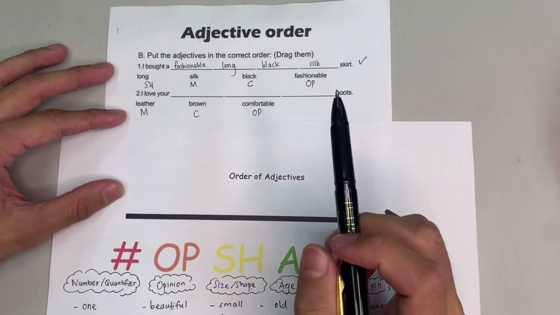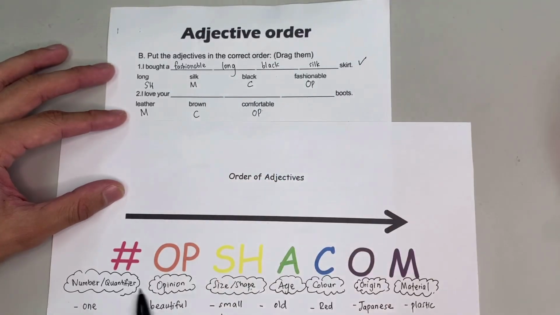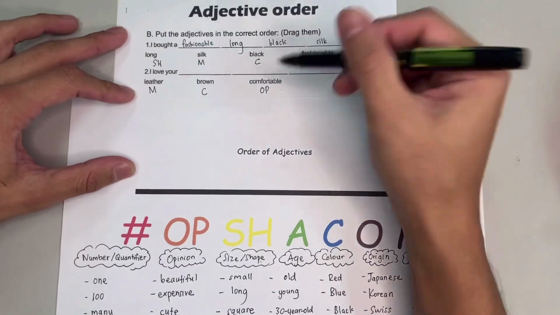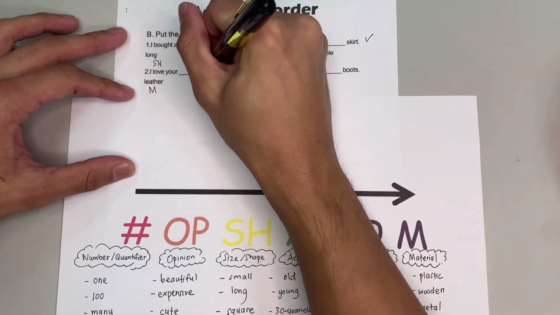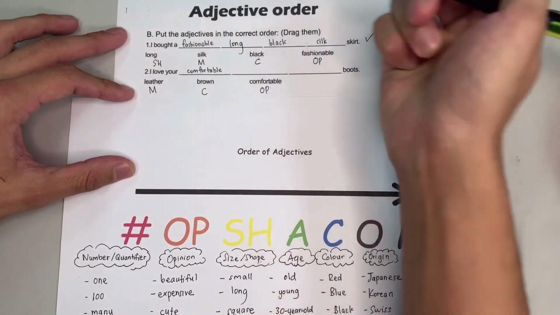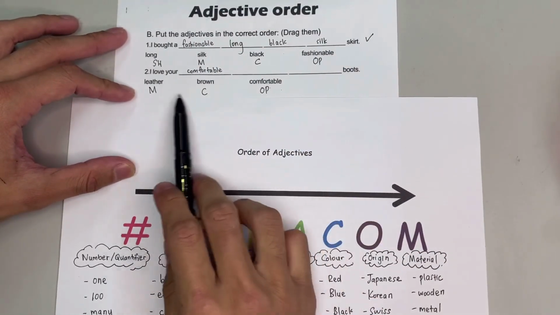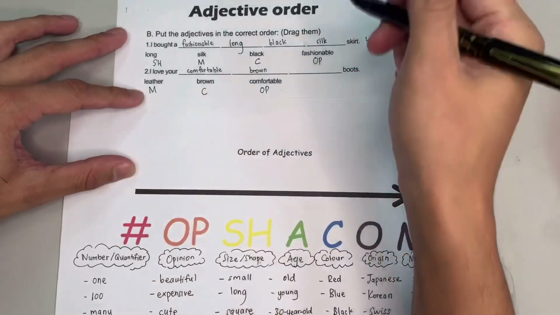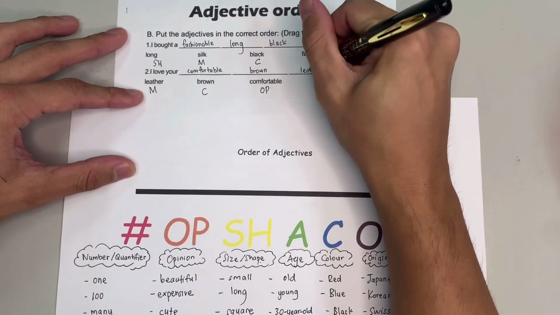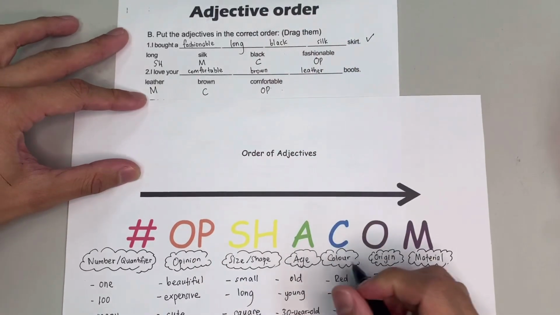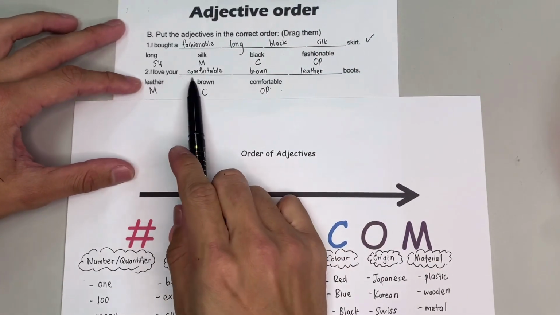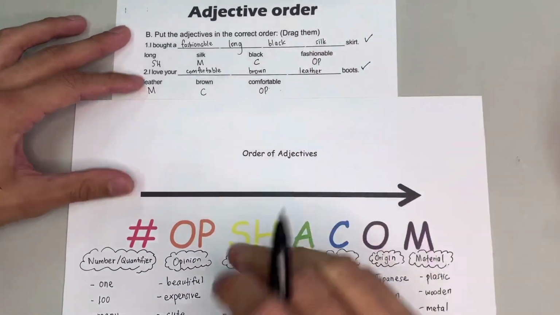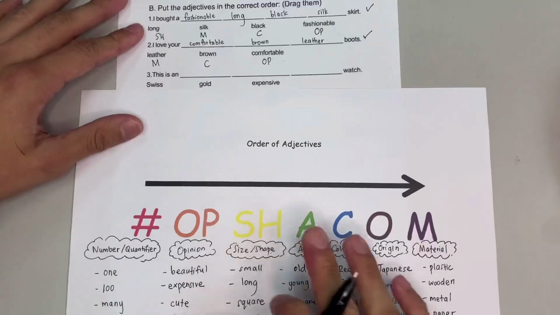So we start with OPSHACOM. We go with opinion first. So we are going with comfortable. I love your comfortable. Next we have C, brown. And last is always the material, leather. Boots. Let's read together. I love your comfortable brown leather boots. Got it? One more. Let's try one more.